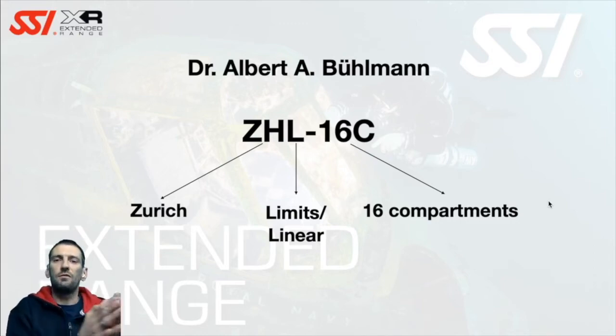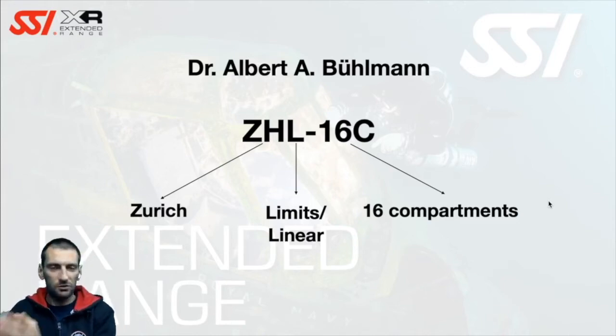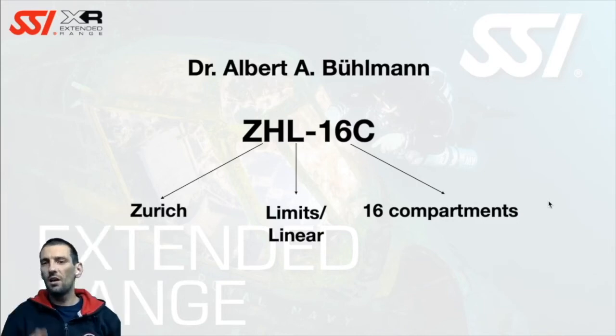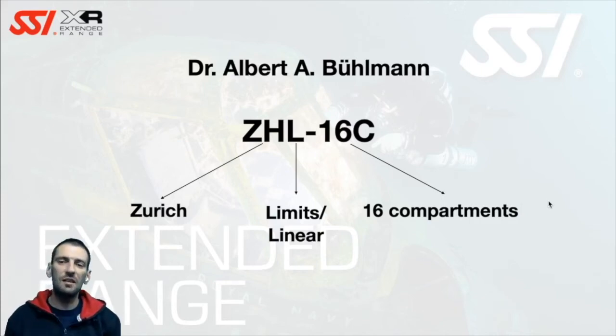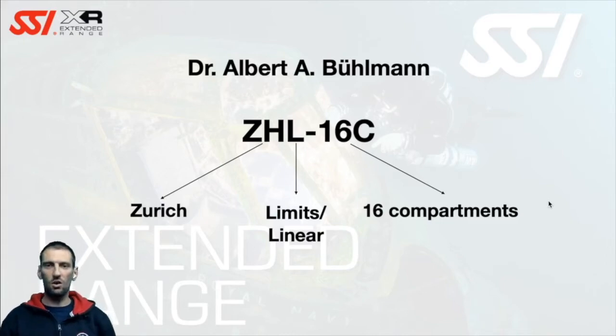So the first one is the fastest one, and the 16th one is the slowest one, which means that tissue number one from the Bühlmann algorithm is on-gassing and off-gassing the fastest, and tissue number 16 is on-gassing and off-gassing the slowest. Again, keep in mind that these are not real tissues in our body. These are mathematical compartments. We call them tissue compartments or Bühlmann compartments or whatever other names you can find on the internet. So these are mathematical models that the algorithm is actually using.